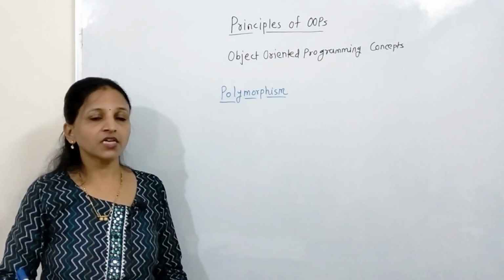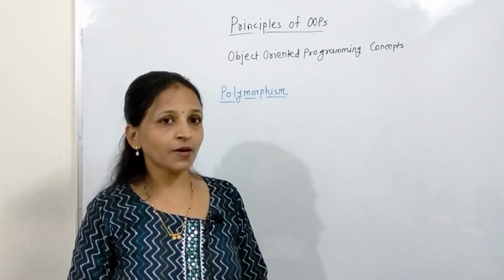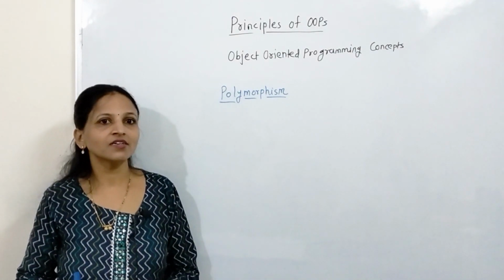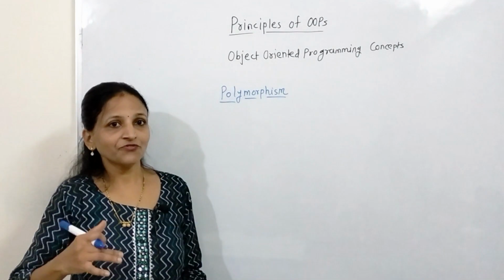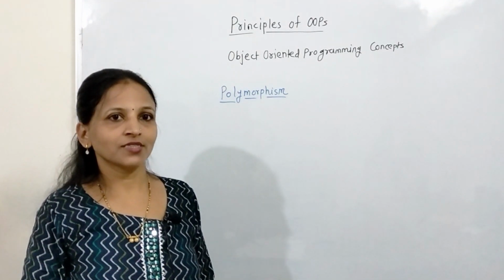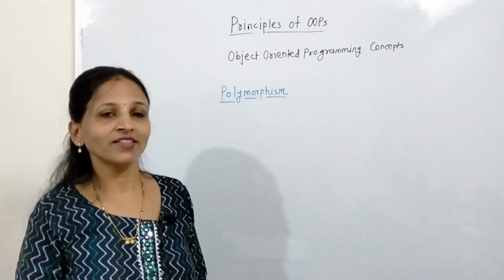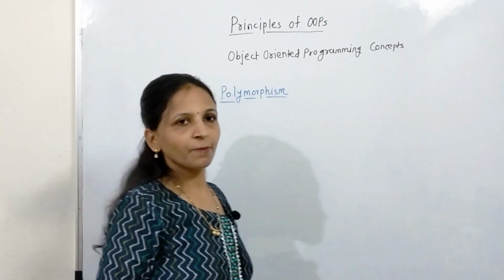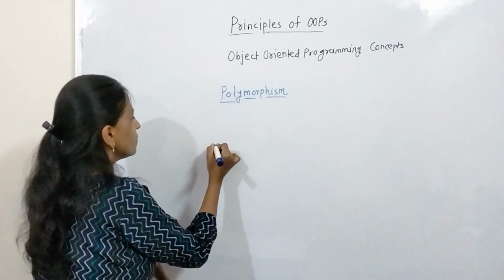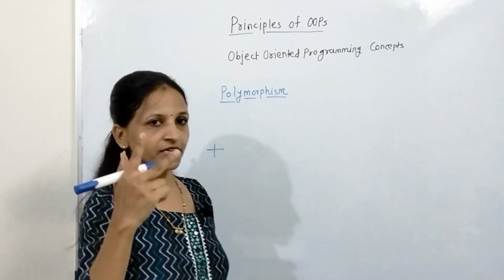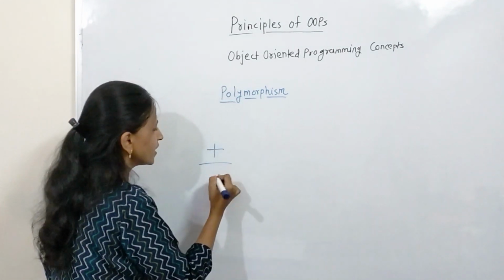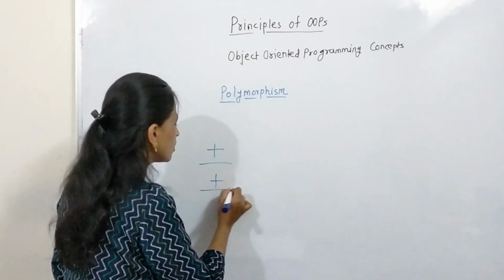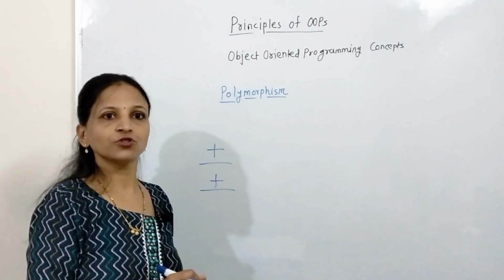Polymorphism means one thing having multiple forms. For example, I am a person, I am also a teacher, I am also a mother. Means I can act differently in different situations. That is nothing but one thing having multiple forms, and that is polymorphism. One more example is the plus symbol. The plus symbol we can use to add two integers. The same symbol we can use to add two float values. The same symbol we can use to concatenate two strings.